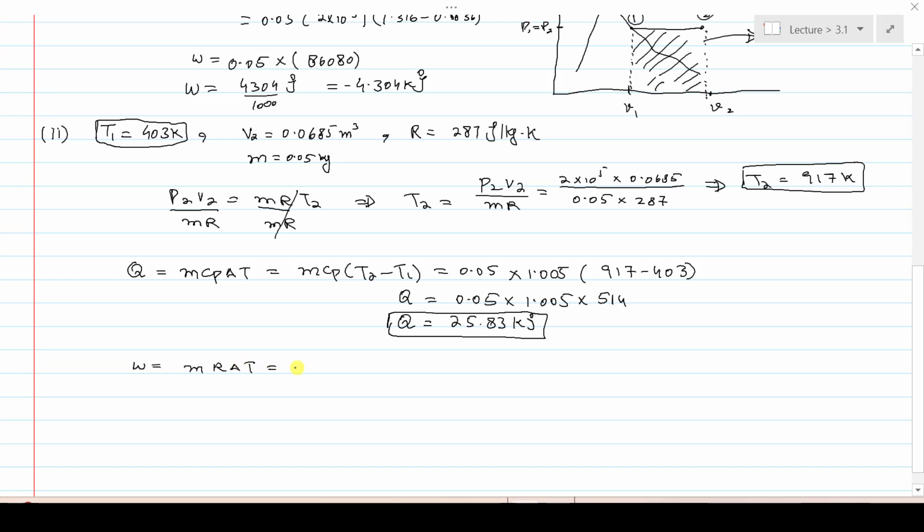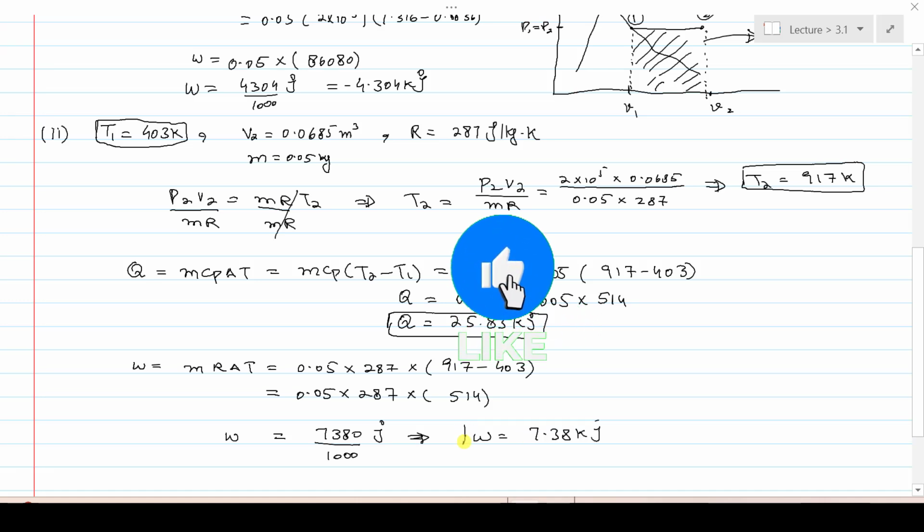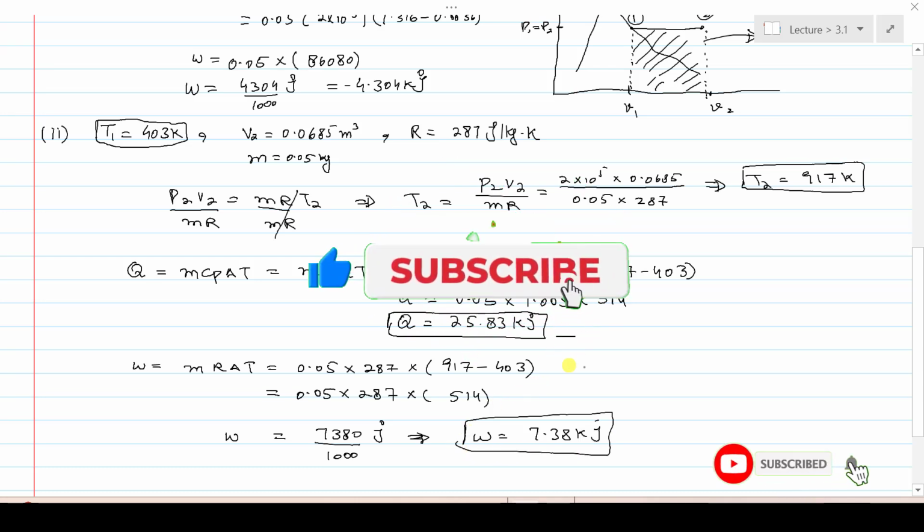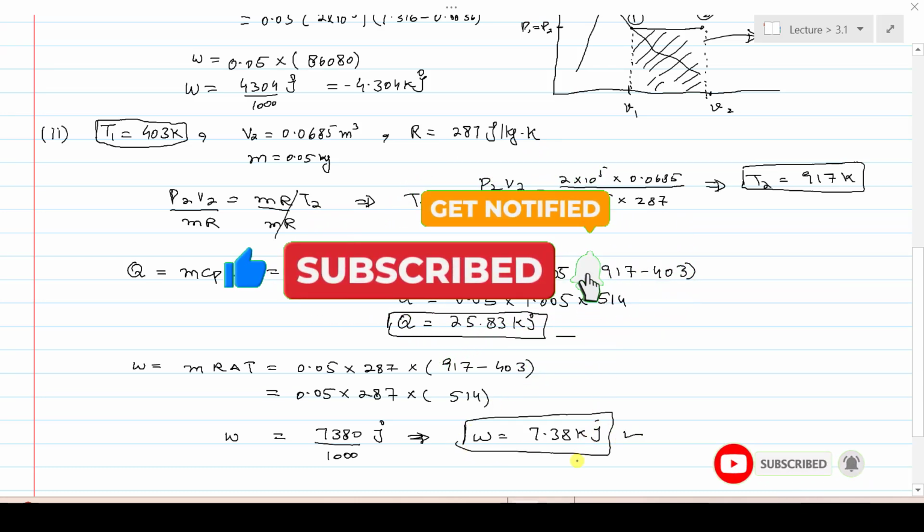Next is the work done by the working fluid air, that is equal to mR delta T, that is m, 0.05, multiplied by the R value, 287 joule per kg Kelvin. So you will get the work done by the working fluid air as 7380 joule. Divide by 1000 to convert into kilo. So you will get the work output by the working fluid air as 7.38 kilojoule. When you supply such an amount of heat, you will get this amount of work done by the fluid.